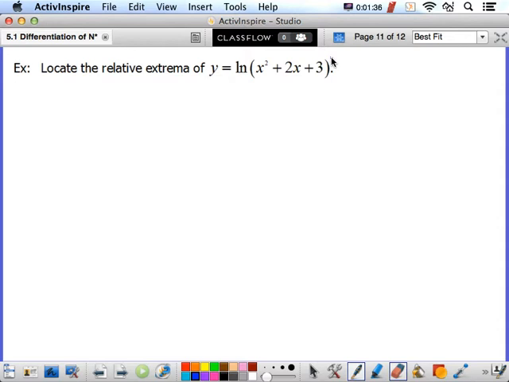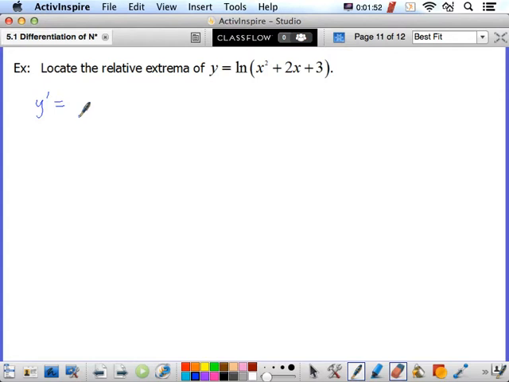For our final application, we want to locate the relative extrema of the function y equals the natural log of x squared plus 2x plus 3. So to find the relative extrema, I first have to figure out where it's increasing and decreasing. So I need to find the critical numbers. So I'll take my derivative.